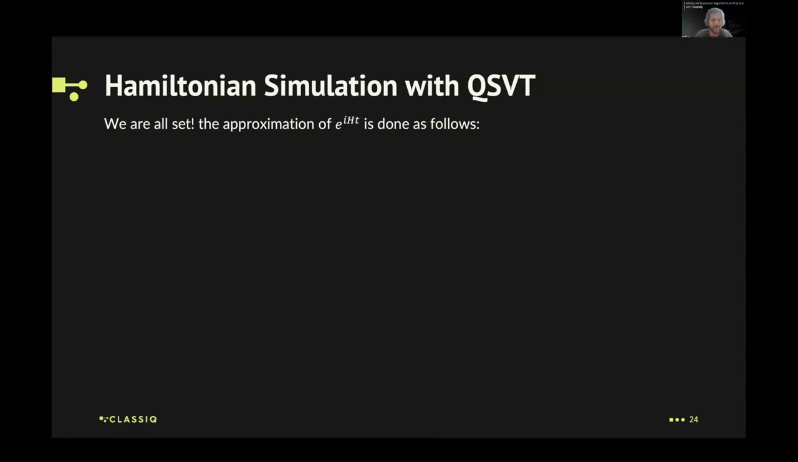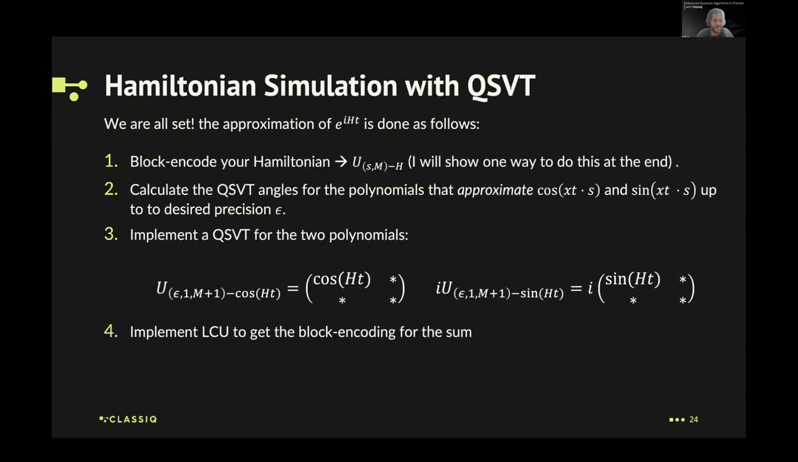We are all set to approximate our Hamiltonian dynamics. Let's see how we are going to do this. So first, you need to block encode your Hamiltonian. Until now, I didn't say how to do this because there are many techniques to do this, and this is just one block in the algorithm which is flexible. You can choose how to block encode your Hamiltonian. I will show one way to do this soon.